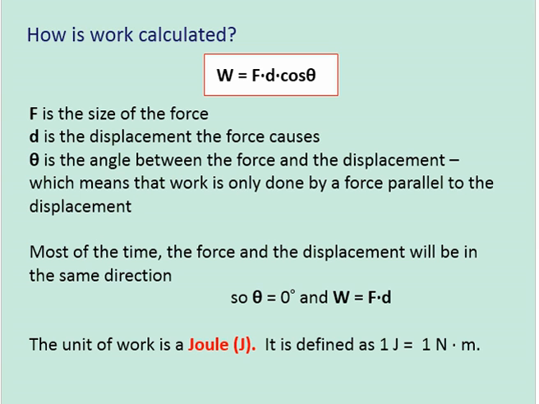The unit of work is a joule. It's represented by an uppercase J. And it is a derived unit that is defined as 1 Newton times a meter. So it's a Newton meter.